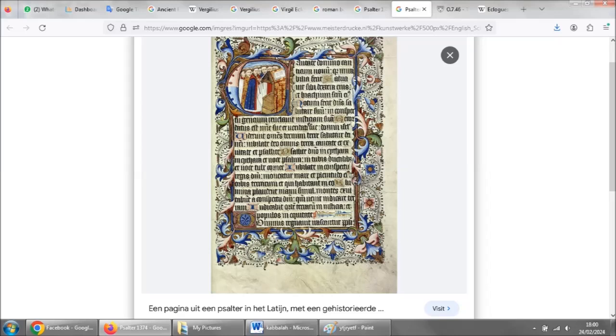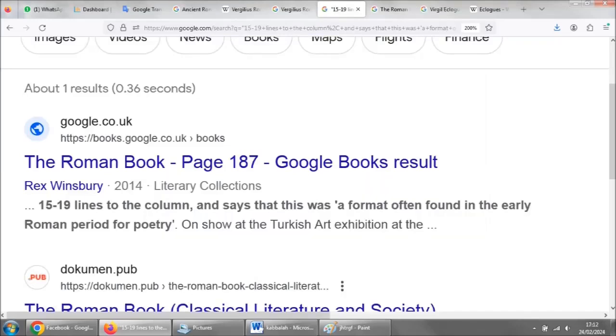Okay, let's have a look at some of the actual history and things to do with poetry and plays. We're going to go through the entire history and Shakespeare's background. What we have is the Roman period of poetry. So you could read this out. 15 to 19 lines to the column, and it says that this was a format often found in the early Roman period for poetry. So in the Roman Empire times, according to what they're telling us, mysteriously, we had up to 19 lines for Roman poetry. So they would write things and have it up to 19 lines. That's the history that they are telling us.